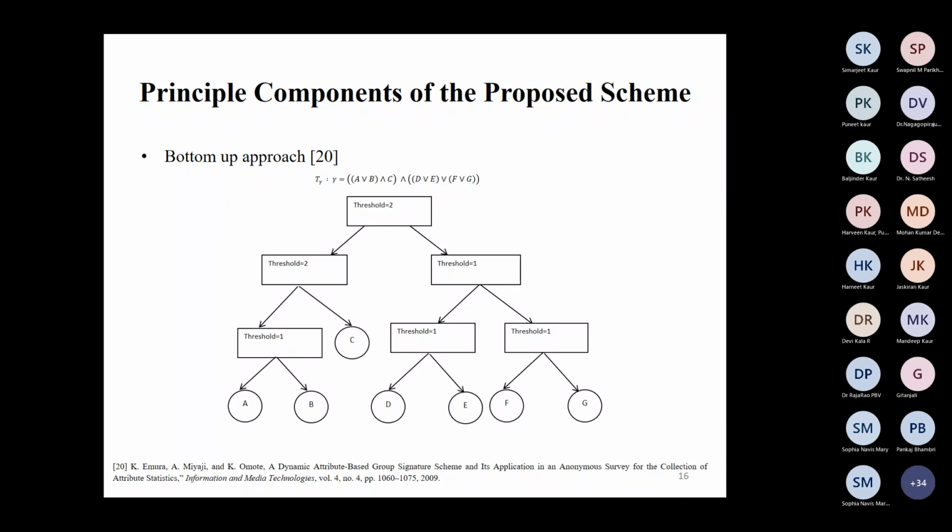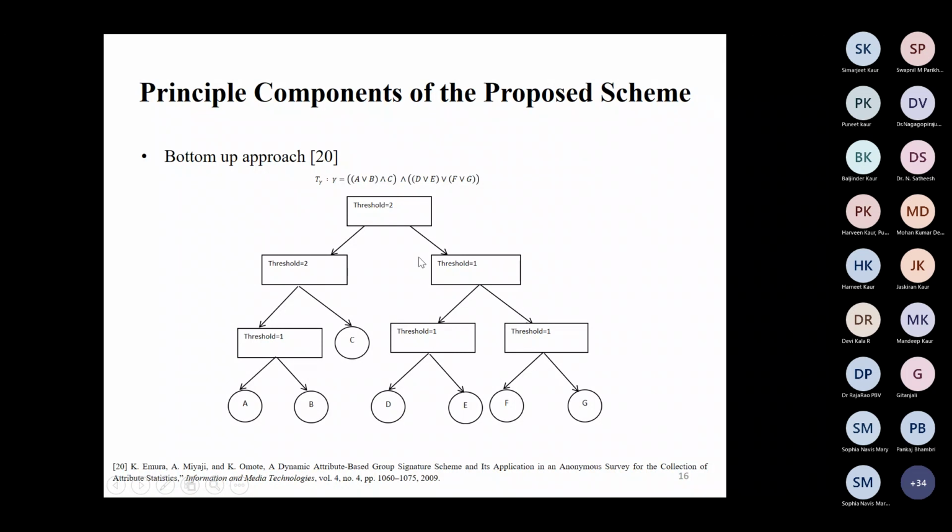A threshold gate: if the threshold value is 1 for any internal node, then that will represent an OR gate, because we want just one attribute to be satisfied and that will return true. If it is equal to the number of children of that node, then it represents the AND gate. For example, if it is 2 here, that will be an AND gate. We want both to be true, then only it will be true. So depending upon that, we have certain threshold values, and this is the access policy represented by this tree diagram.